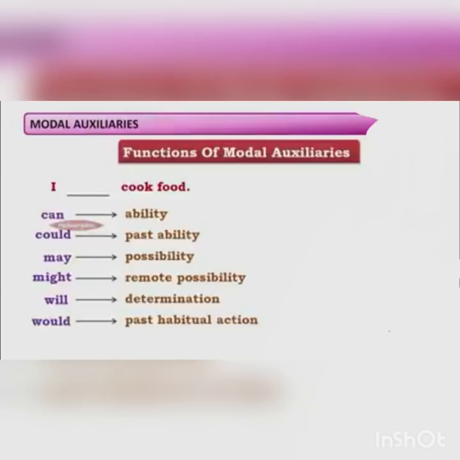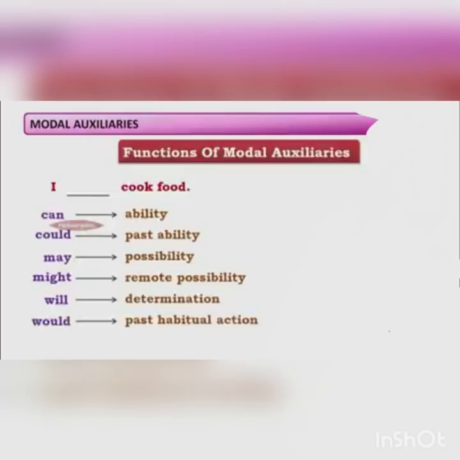If I say I can cook food, then can here expresses ability. But at the same time, if I say I could cook food, it expresses past ability. It means I could cook food, but now I cannot. Earlier I was able to cook food. Okay, so it shows past ability. So remember, can expresses ability and could expresses past ability. Now we will go to the next example.